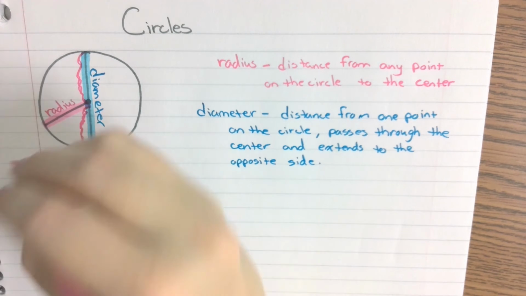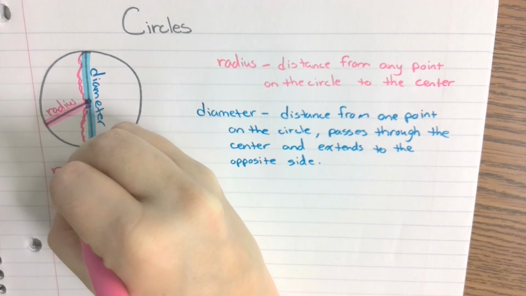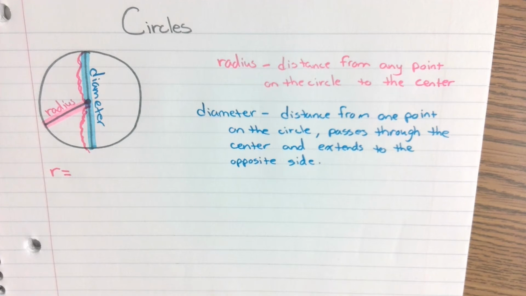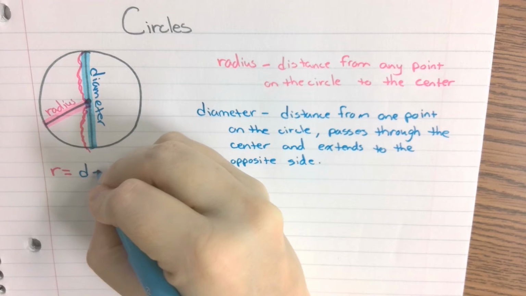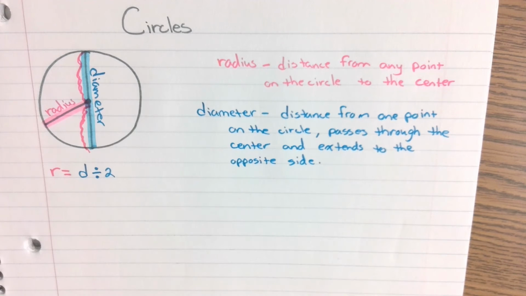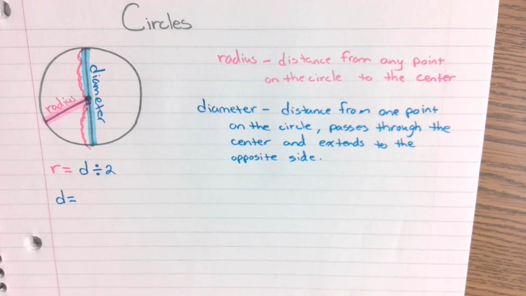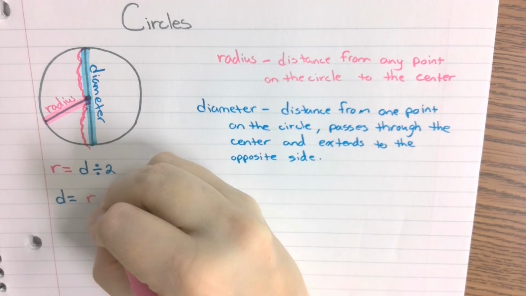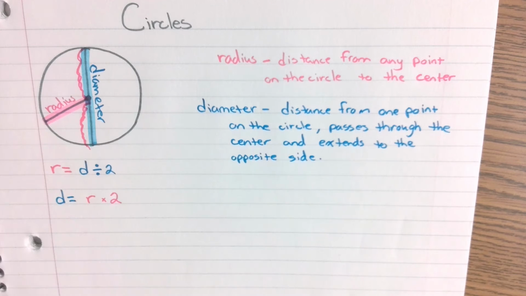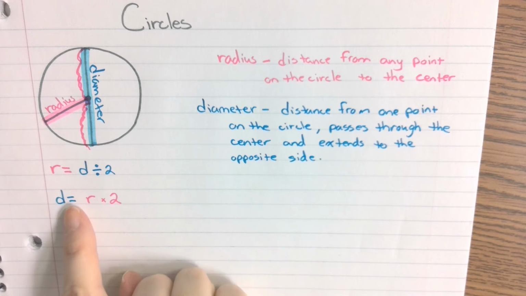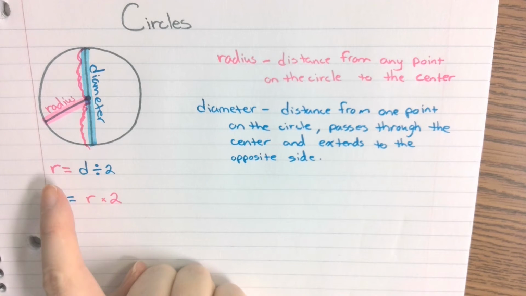So the radius is the same thing as taking the diameter and dividing it by 2. And the diameter is the same thing as taking the radius and multiplying it by 2. Double the radius will give you the diameter. Half the diameter will give you the radius.